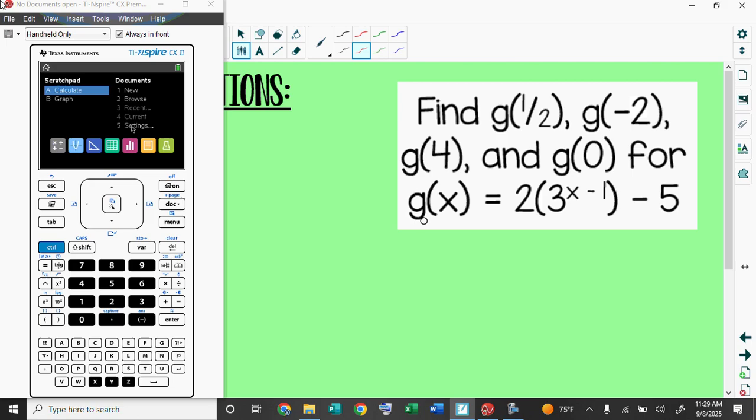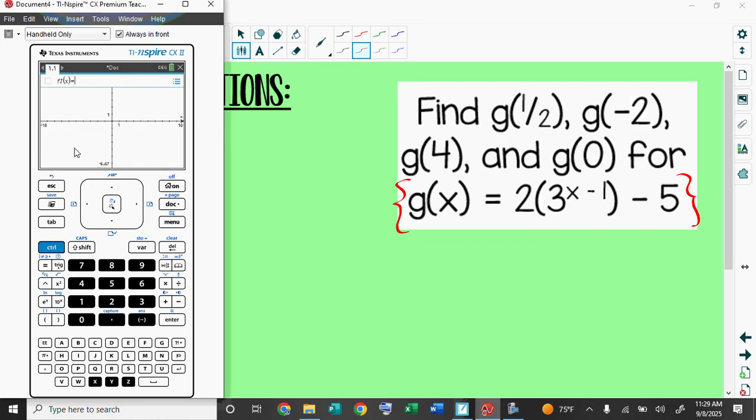And here I have my function right here. So f of x and g of x are the same thing. We don't change the f to a g, it's just g of x equals 2 times open parentheses 3, where is this x? It is an exponent, so I'm going to raise it to the x minus 1, don't use a negative. To get out of this exponent, I have to press the right arrow over, and then close my parentheses, minus 5. Go back and rewatch this, make sure you're following along.